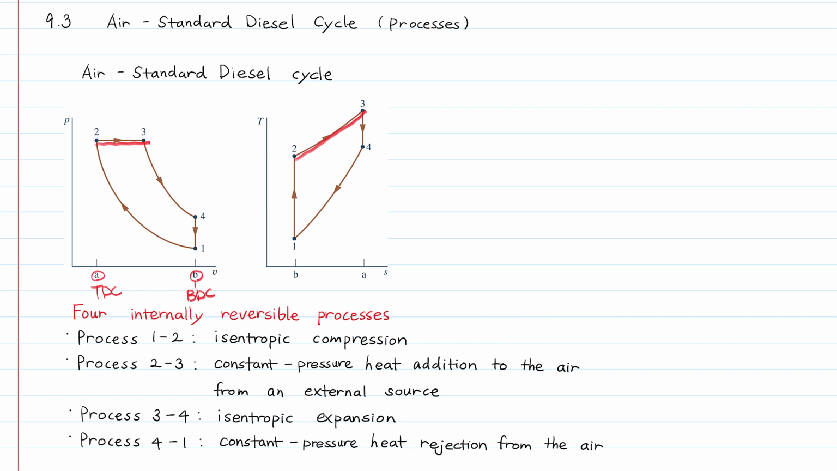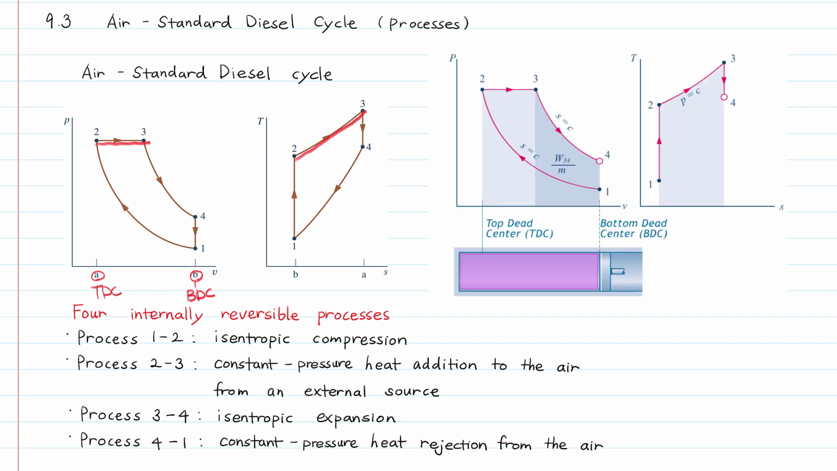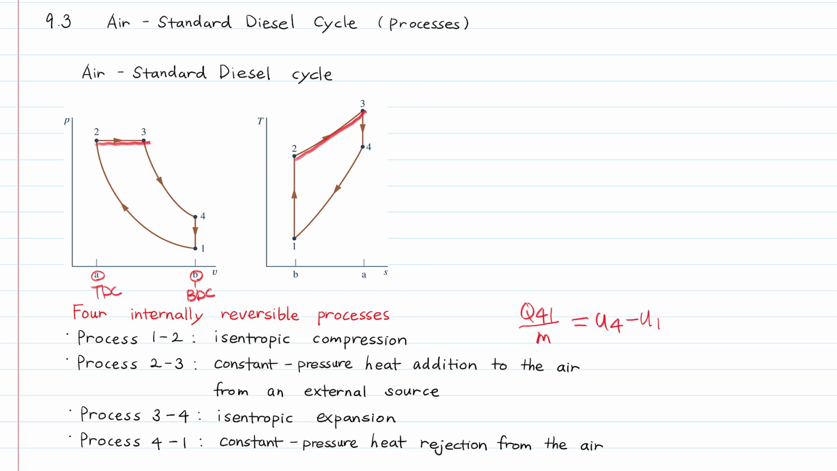Process 4-1 is a constant volume heat rejection. The piston stays at BDC. The volume of the air remains constant. No boundary work. Pressure and temperature decrease. Heat is rejected from the air. Heat rejection during process 4-1, q41 is u4 minus u1. The heat transfer from air is the specific internal energy difference between state 4 and 1. This completes the cycle.